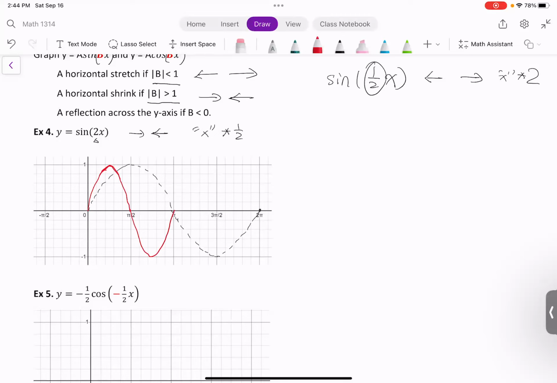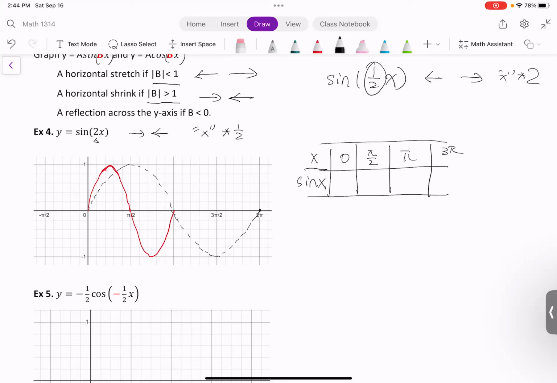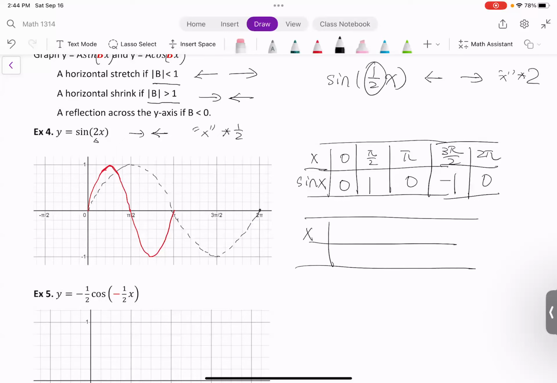But for example, if you need to graph it, what should we do? We need to have the exact points. We can find the points for the sine first. The key points of the sine function are 0, pi over 2, pi, 3 pi over 2, and the last point is 2 pi. And the y values are 0, 1, 0, -1, 0. And the second chart is for the point x, sine 2x.